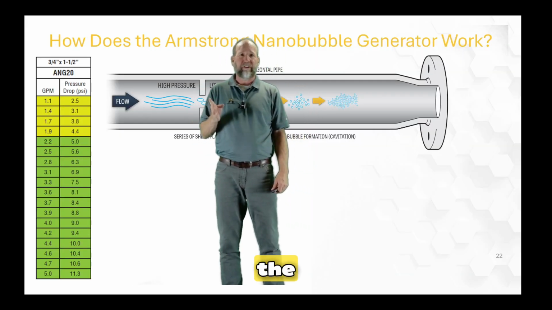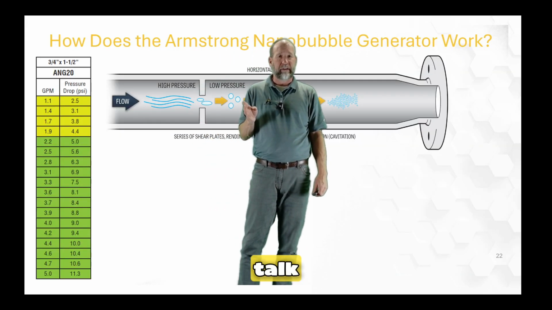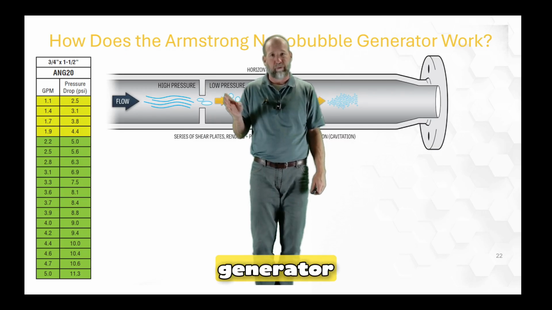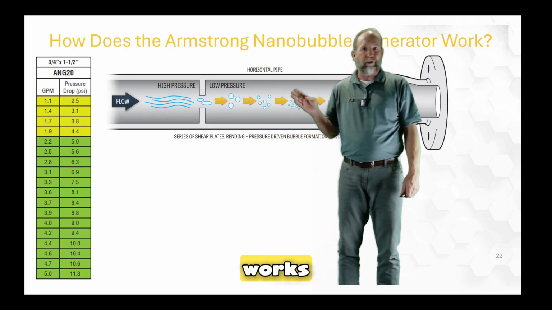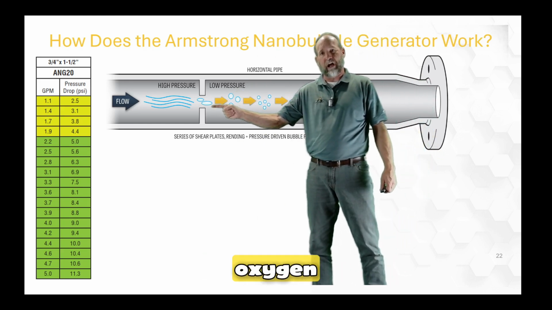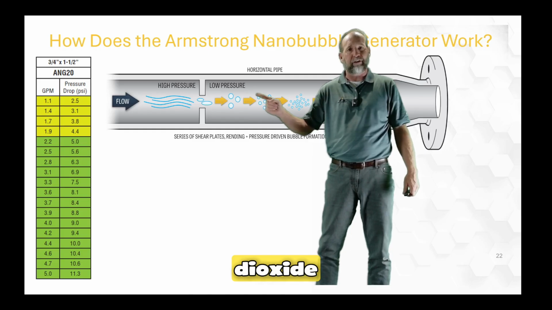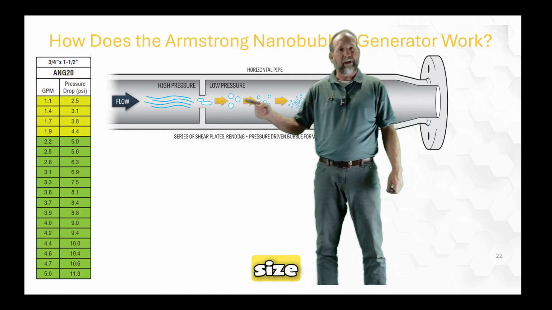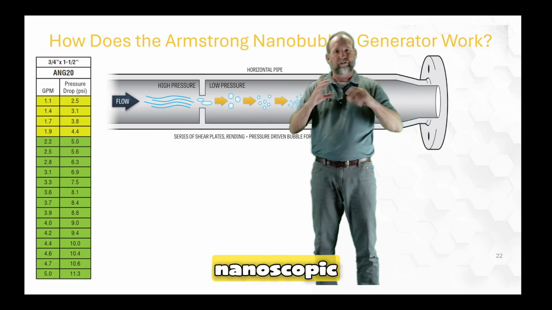So how does the nanobubble generator work? Okay, let's talk a little bit about how a nanobubble generator works. The way a nanobubble generator works is pretty simple. Essentially, you've got those non-condensable gases. You've got oxygen, nitrogen, carbon dioxide, okay? And they're pretty good size. They're bigger size bubbles. They're not nanoscopic yet.